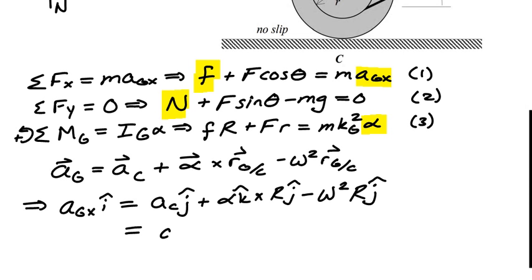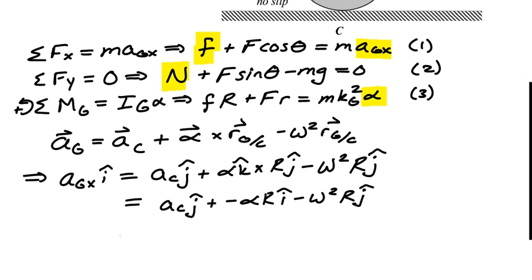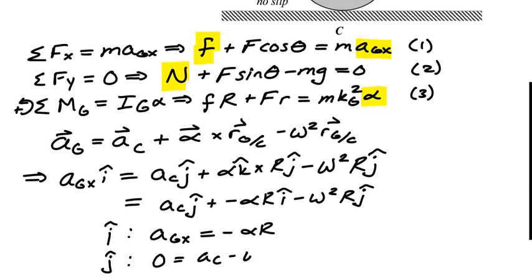If I expand the right hand side here, I'll have a_C in the j, plus k cross j is going to give me minus i, so I'll have minus alpha r in the i, minus omega squared times r in the j. If I pull the i component off here, I'm going to have that a_gx is equal to minus alpha r, and if I pull the j component here, I'll have that 0 is equal to a_C minus omega squared times r. And we can call these equation 4 and equation 5 respectively.